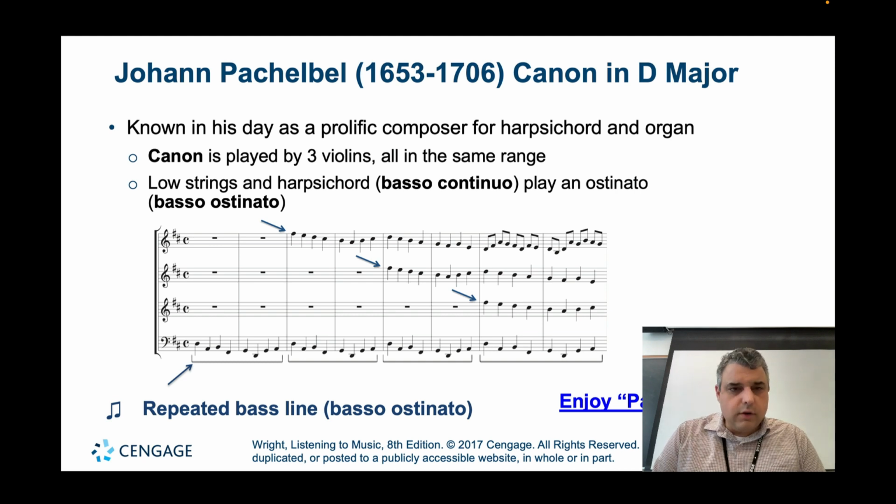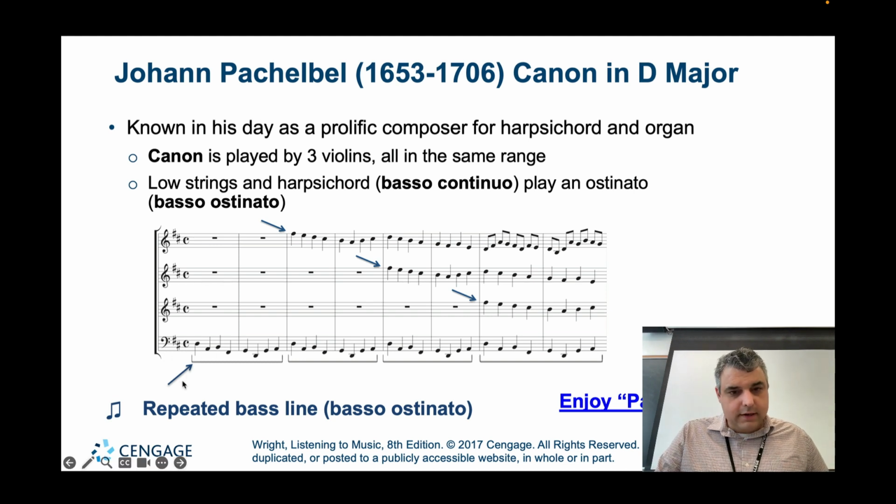And so first off, let's talk about Johann Pachelbel. He's a Baroque composer. He's a very, very prolific composer, known for writing for harpsichord and known for writing organ music. This piece is a canon played by three violins, and it has a basso continuo underneath. Before I talk about it, let me talk about the basso continuo first.